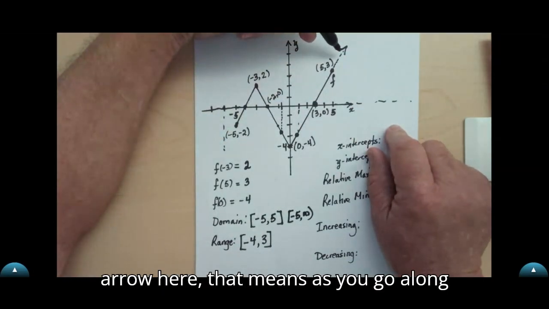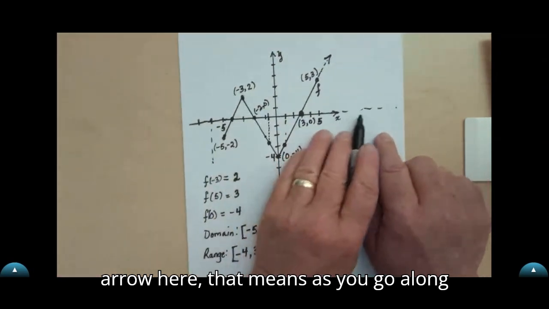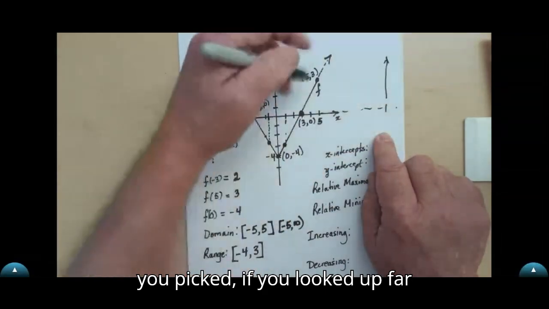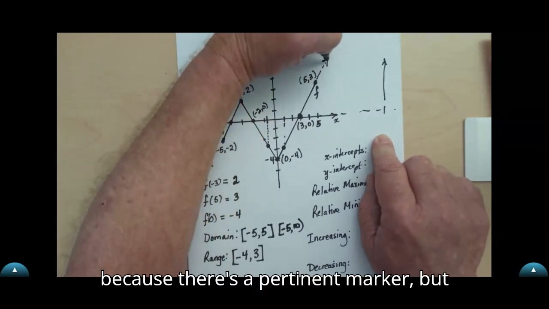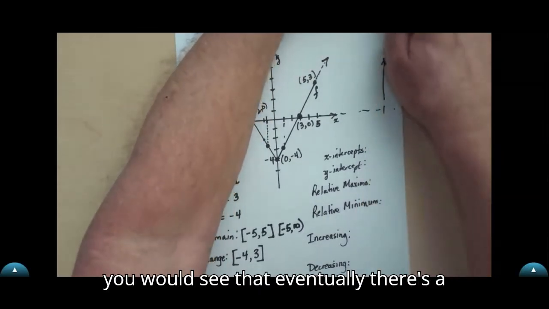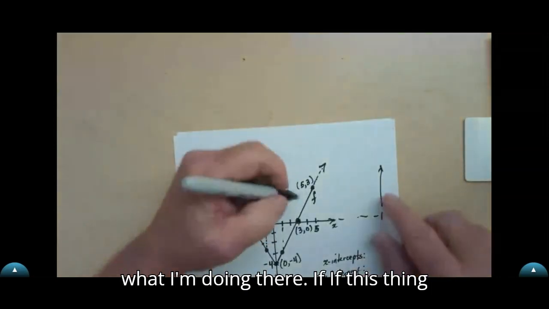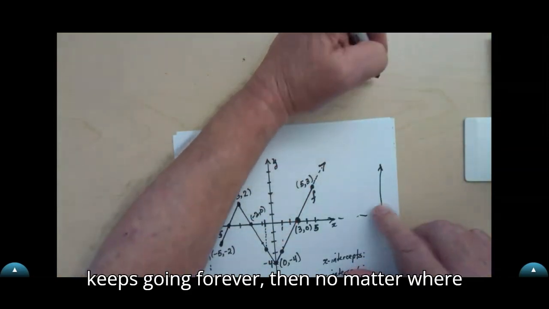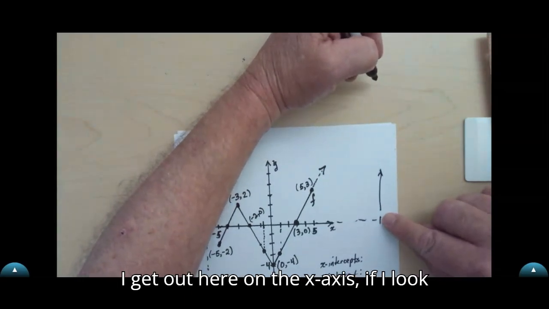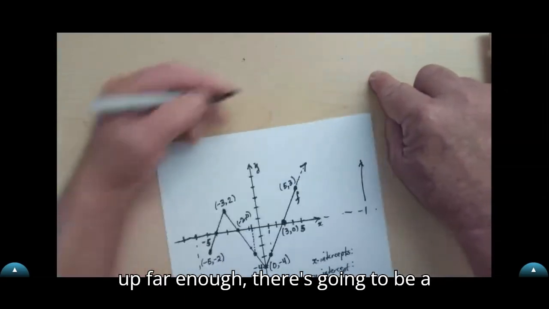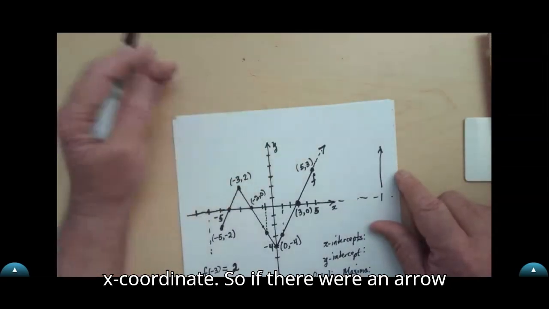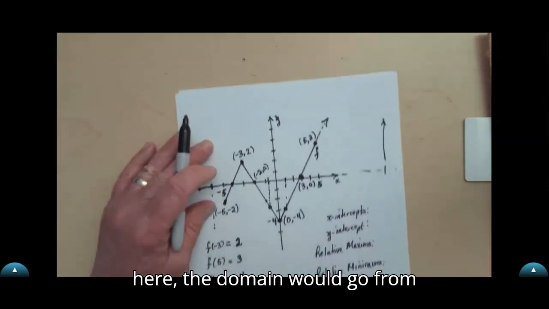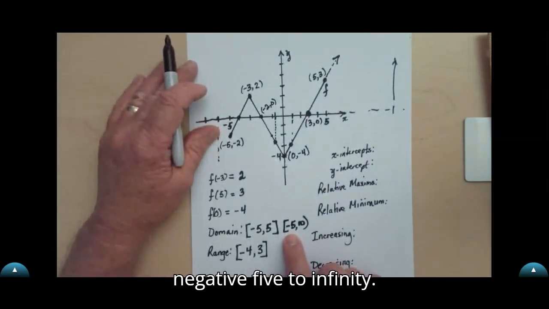And if there was an arrow here, that means as you go along this x-axis, no matter how big a value you picked, if you looked up far enough, you would eventually see a point on the graph. I can't write on the desk or I'd get in trouble because this is a permanent marker. If this thing keeps going forever, then no matter where I get out here on the x-axis, if I look up far enough, there's going to be a point on the graph with that value as its x coordinate. So if there were an arrow here, the domain would go from -5 to infinity.